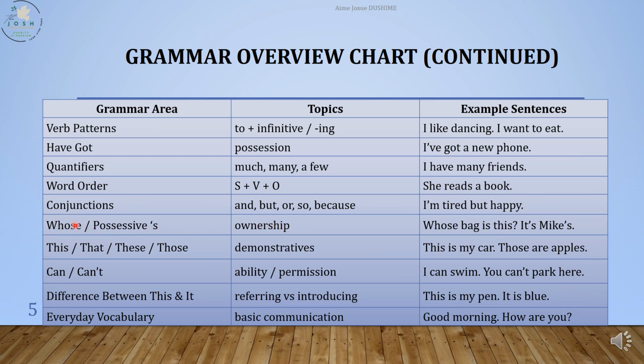We learned also whose and possessive s to show ownership. We use whose to ask the question. We put s to give the answer. We just write the noun and then apostrophe s. Whose bag is this? It's Mike's.